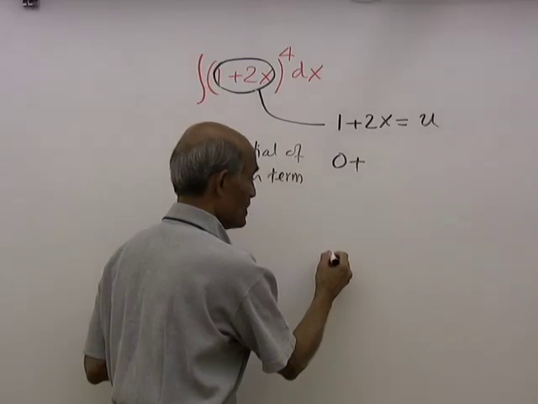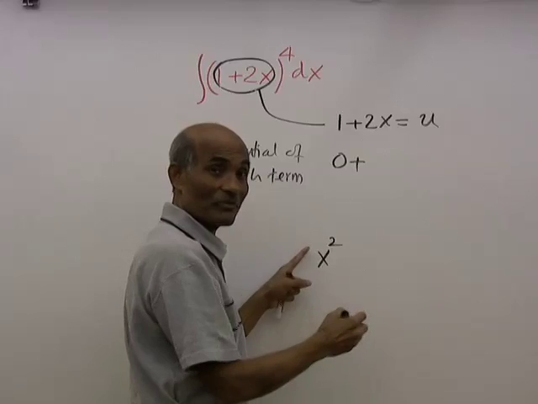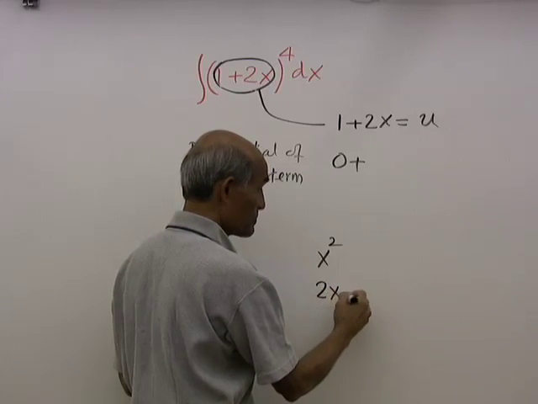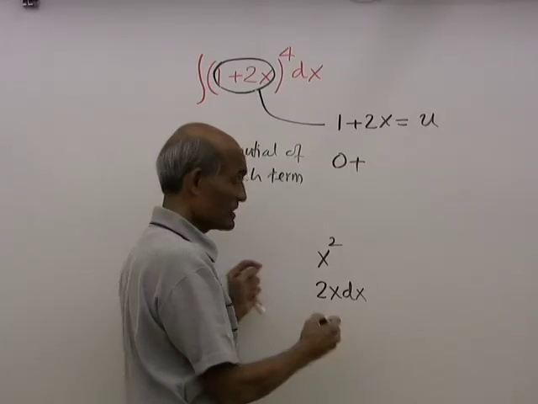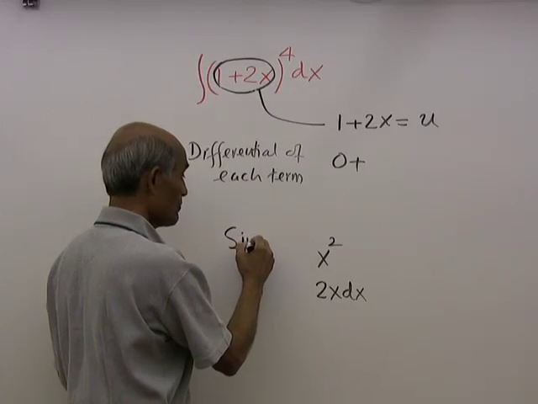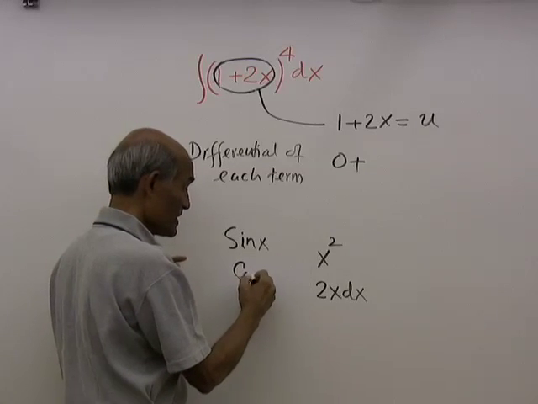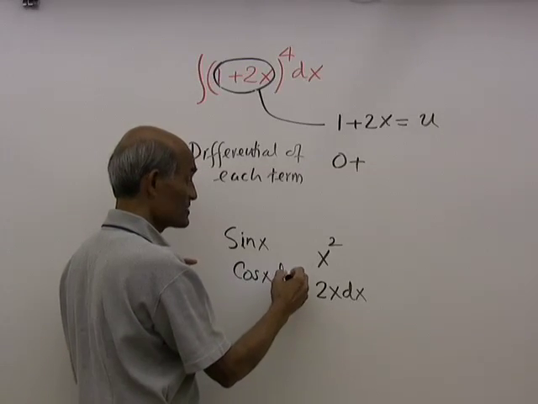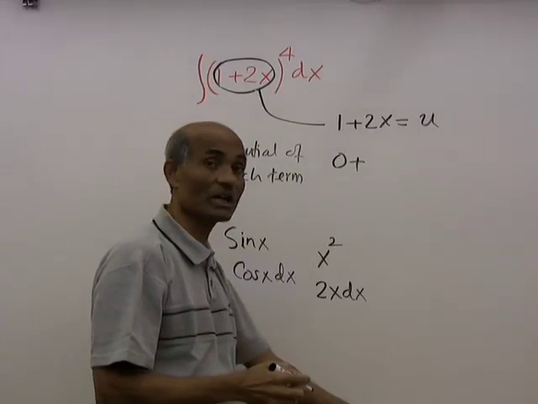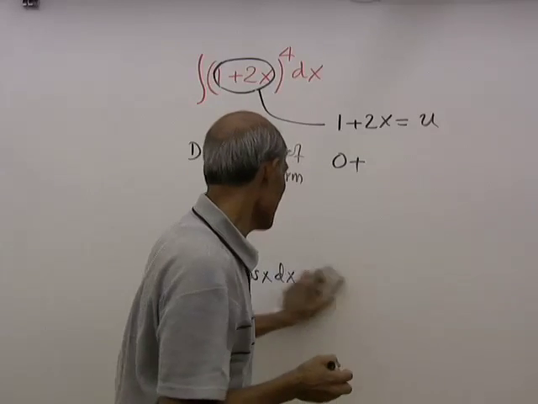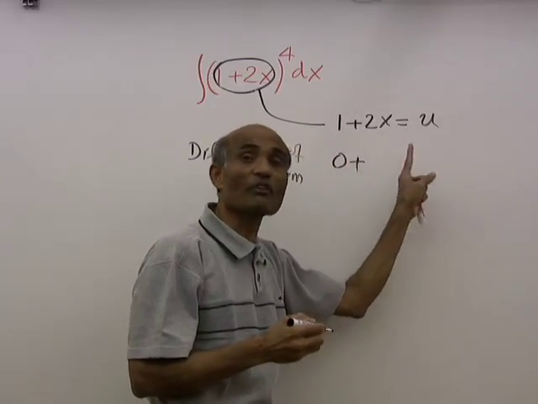All right, tell me, what is the differential of x squared? The differential of x squared is 2x dx. Is that right? Yes. What is the differential of sine x? The differential of sine x is cos x dx. I want you to recall all these skills that we practiced earlier. All right? So what are we doing here? We are finding the differential of each term.